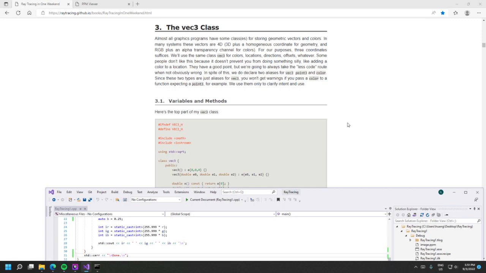Almost all graphics programs have some classes for storing geometric vectors and colors. In many systems, these vectors are 4D: 3D plus a homogeneous coordinate for geometry, and RGB plus an alpha transparency channel for colors. Okay, I understand RGB plus an alpha channel, but I don't understand what the homogeneous coordinate for geometry is. For our purposes, 3 coordinates suffice. I think so. Yeah, I agree. We'll use the same class vec3 for colors, locations, directions, offsets, whatever.